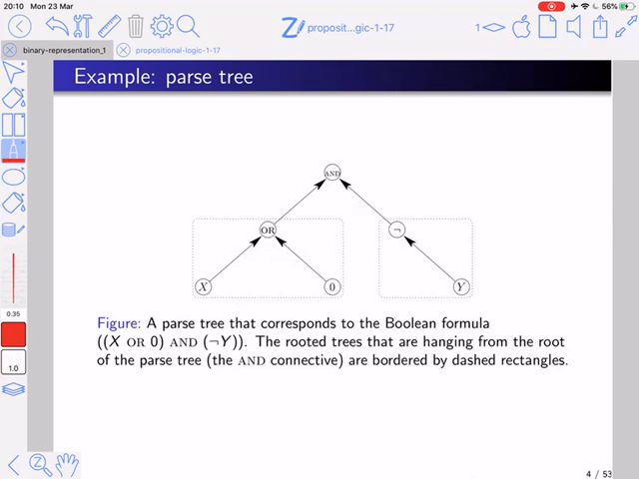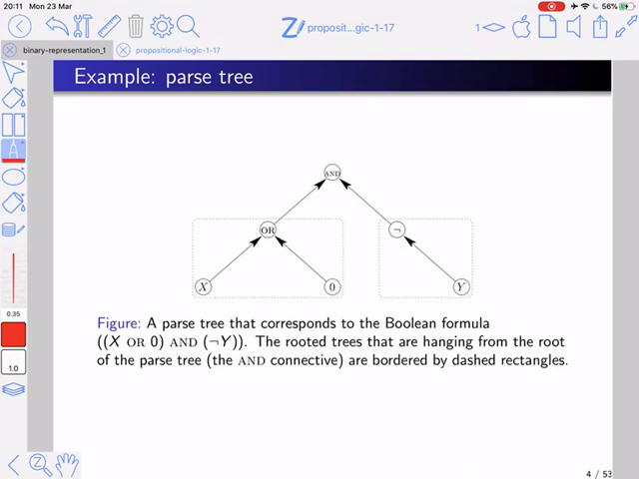We form Boolean formula using parse trees. Here's an example of a parse tree. What is a parse tree? It is a rooted tree, so you see we have here leaves, and we have directed edges towards the root. And we label the vertices of the parse tree. The vertices of the leaves are labeled by variables x, y, or by a constant, 0. The interior nodes, these are the vertices that are not leaves, are labeled by connectives: or, and, not.